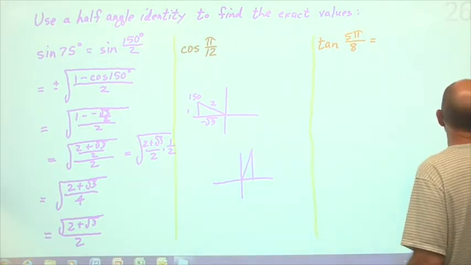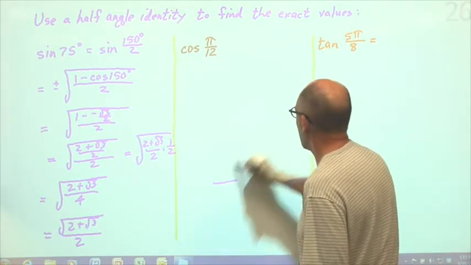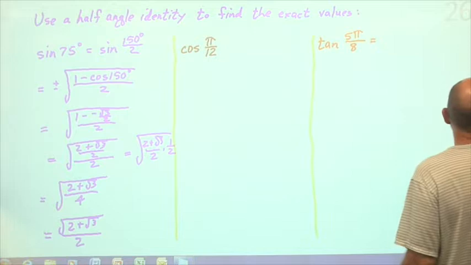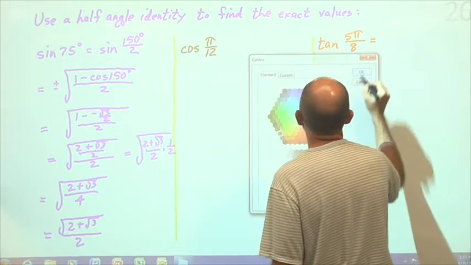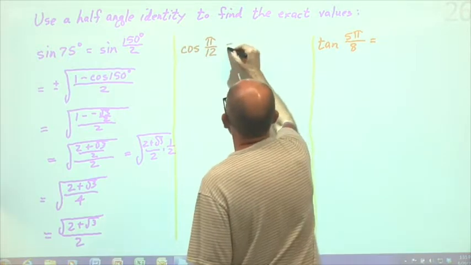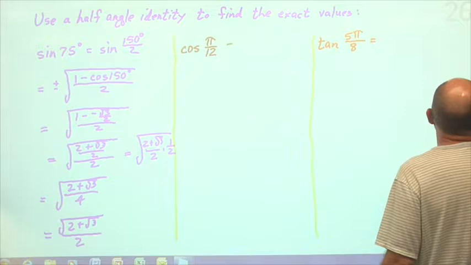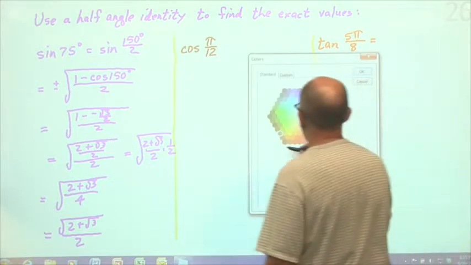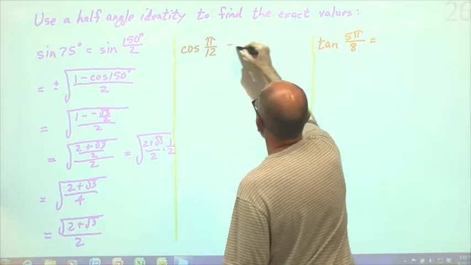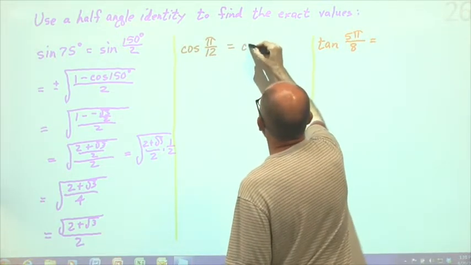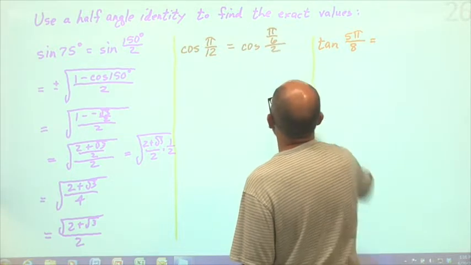Okay, next game, we have cosine of pi over 12. Now, cosine of pi over 12, the easy way to do this is to just say this is, I used the wrong brown, how embarrassing. Okay, this equals cosine of pi over 6 over 2.